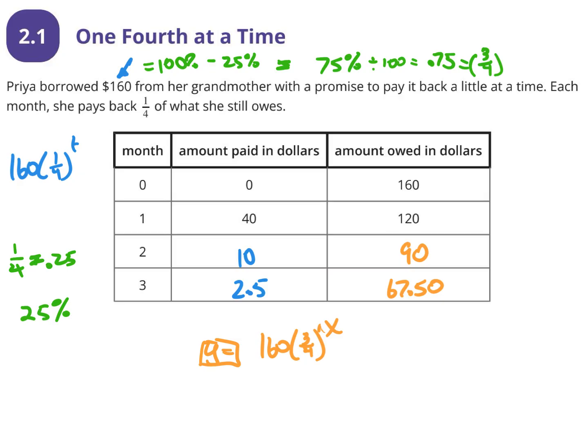So in the first month, she paid $40. In the second month, she paid $30. In the third month, she paid $22.50. It seems way more reasonable than paying 10 and 2.5 and 1/4 for that, because that debt will never get paid off. So the first equation made no sense. This is a better equation to use, what she owes.